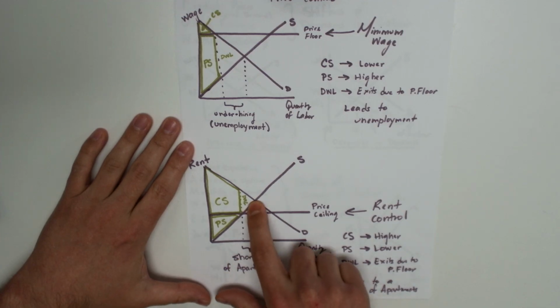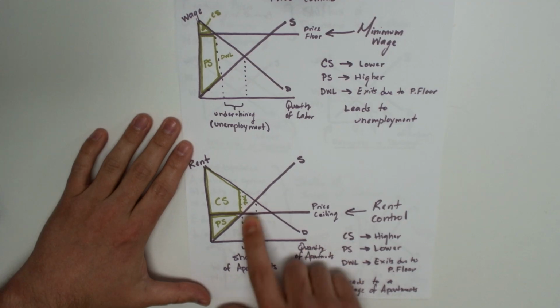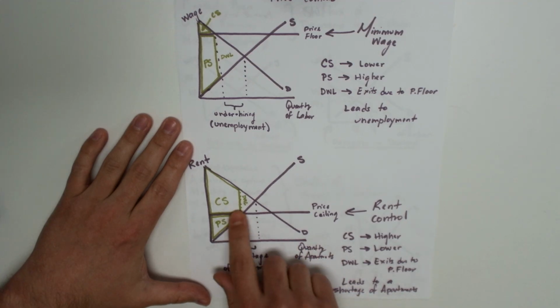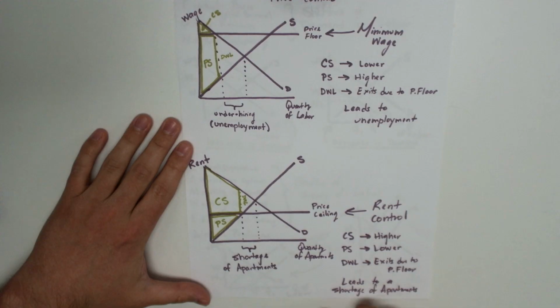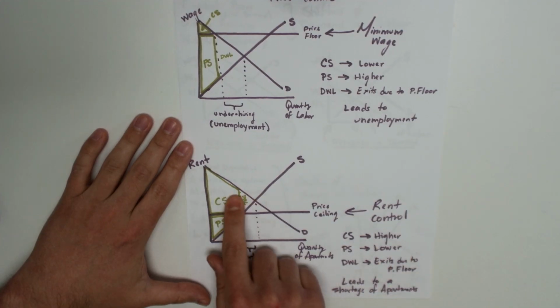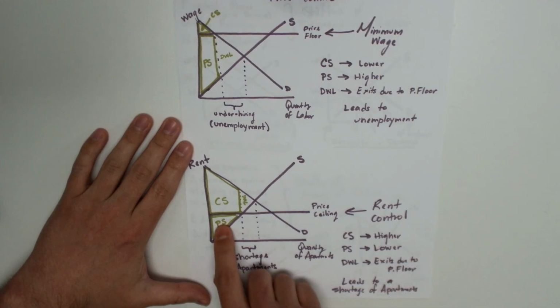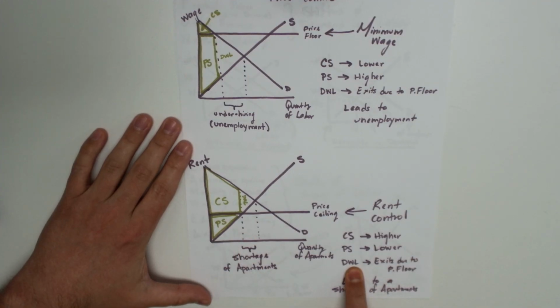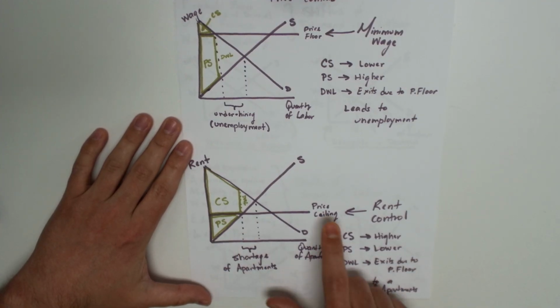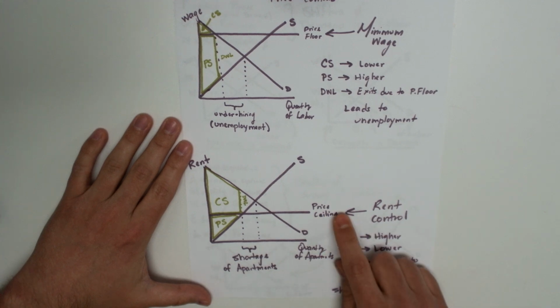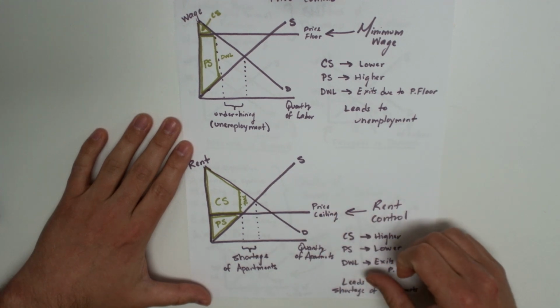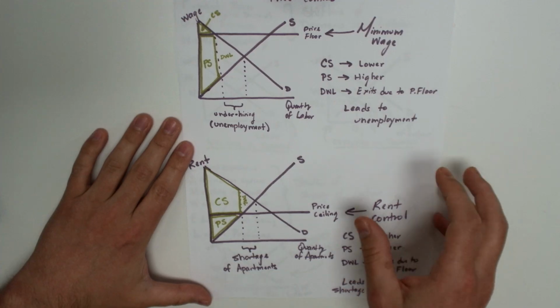This is going to lead to deadweight loss in the market due to the imposition of this price ceiling. So the consumer surplus got higher, but not enough to cover up what was lost by the producer surplus. So we end up with deadweight loss due to the price control, the price ceiling. This leads to a shortage of apartments in the market.